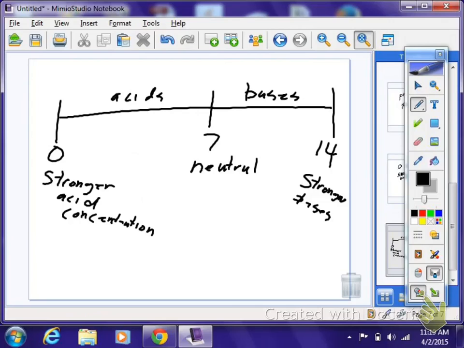Alright, so we have this thing called a base that we want to deal with next. And these bases, the traditional definition, called the Arrhenius definition of an acid is anything that produces hydrogen ions. So anything that makes H+ ions is considered an acid. Anything that makes OH ions, which are hydroxide ions, are considered bases. So anything that makes OH ions is considered a base.